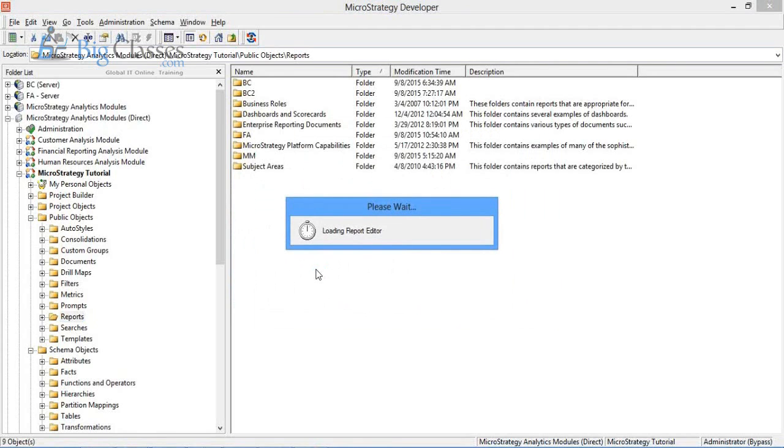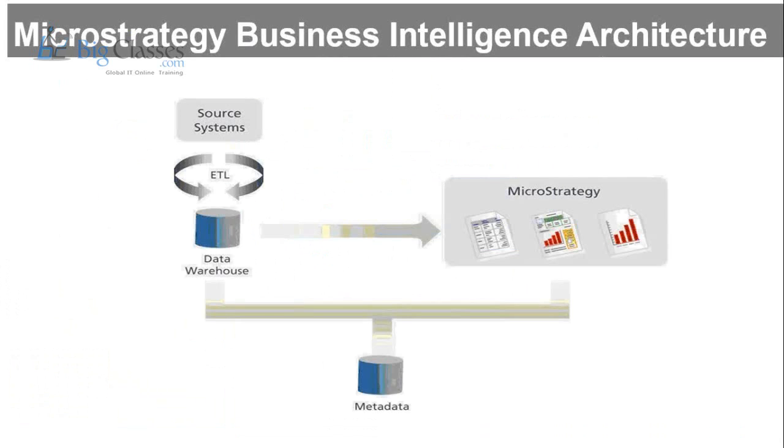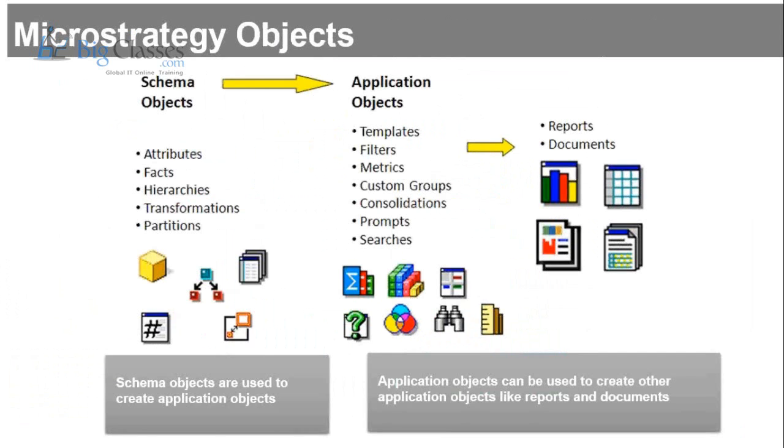Let me show you what kind of objects we have in MicroStrategy. These are the list of all the MicroStrategy objects. We have something called schema objects, and we also have application or public objects. Whenever you start working on MicroStrategy, schema objects are the first objects that you're going to create. Schema objects are directly mapped to your tables and columns. In your warehouse you will have all the tables and columns, so the initial objects you have to create are attributes, facts, hierarchies.